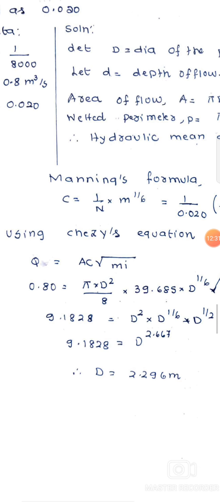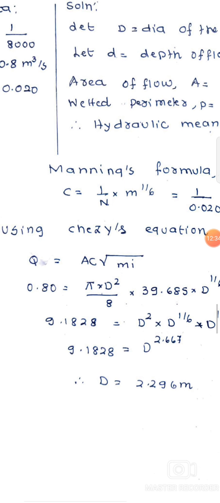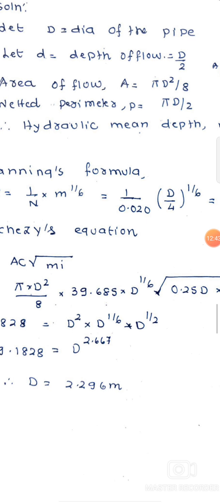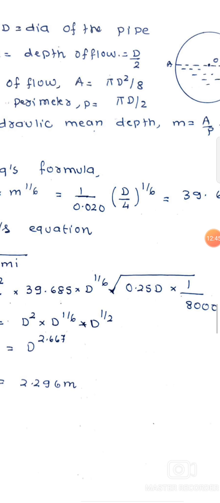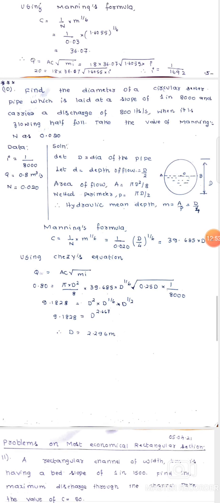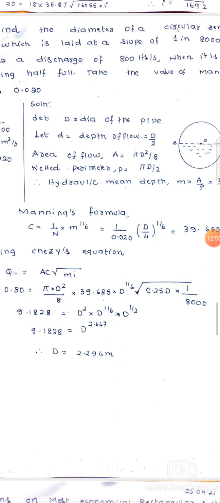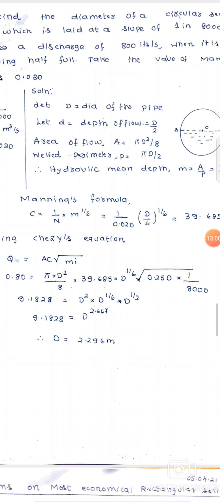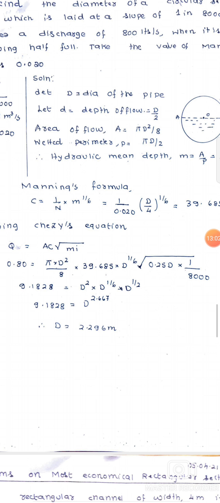Discharge is 800 liter per second, that is 0.80 meter cube per second. Then the area is pi d square by 8, that is pi into d square by 8. Then Chezy's constant again in terms of d, 39.685 into d to the power of 1 by 6 into square root of 0.25 d, again it is d by 4, m is d by 4, into 1 by 8000. We can see this equation. So what we are having now, the unknown is only d. So all the parameters in the discharge equation will be substituted in terms of d. The d represents the diameter of the pipe.